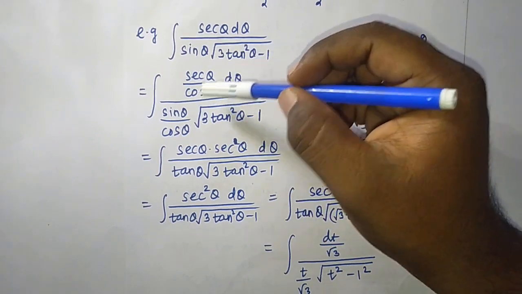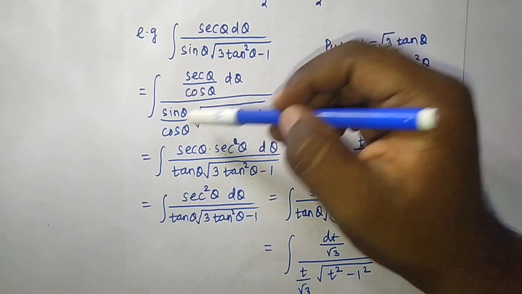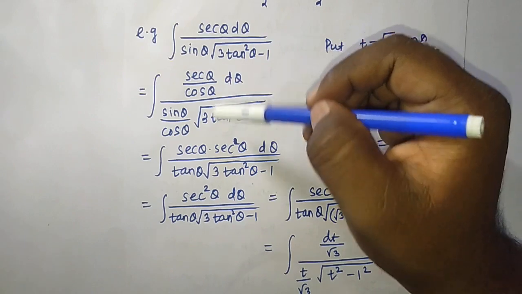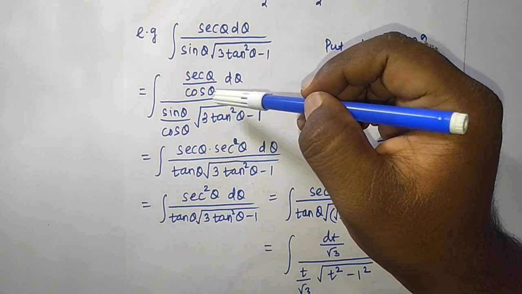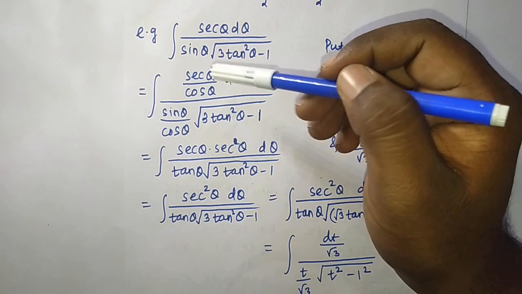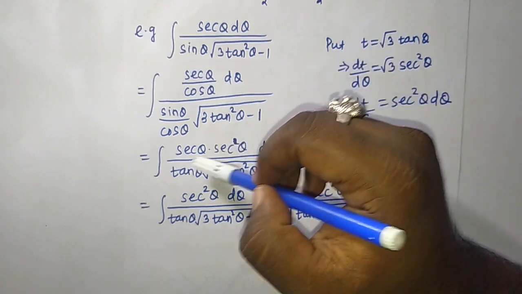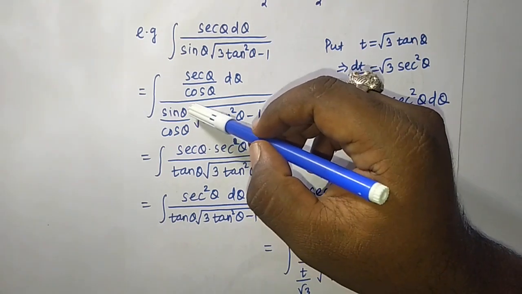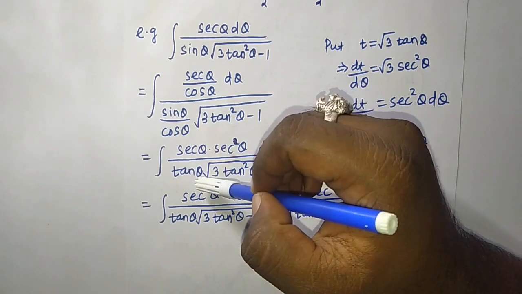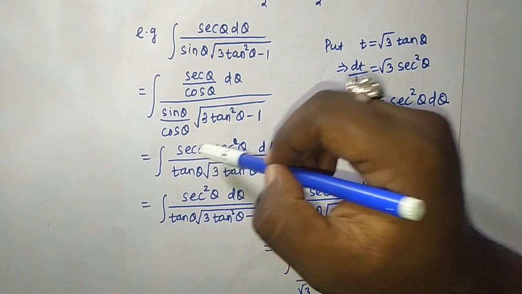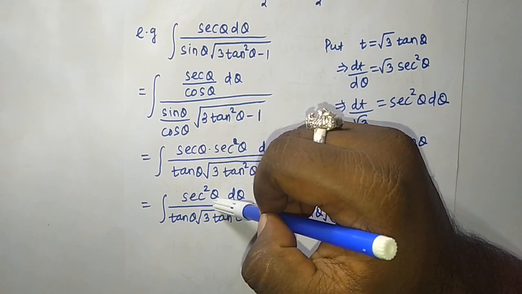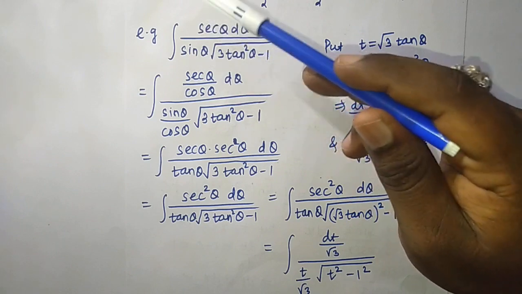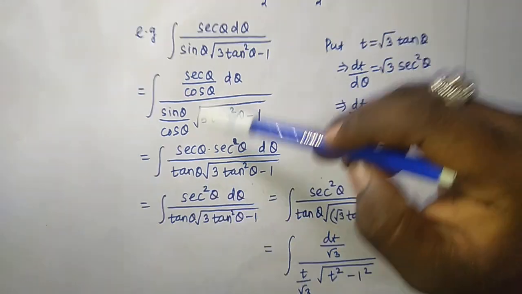See, after dividing, here I have got sec theta divided by cos theta, and here sin theta divided by cos theta. And 1 by cos theta is what? Sec theta. So here you have got sec theta into sec theta. And here sin theta by cos theta is tan theta. Now sec theta into sec theta gives sec square theta. So now I have converted the given question to this form.